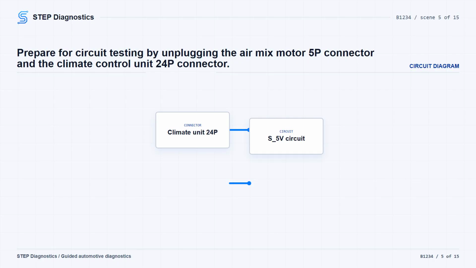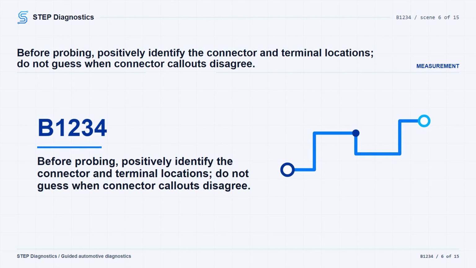Disconnect the air mix control motor 5P connector and disconnect the climate control unit connector A24P. There is a connector identification conflict in the available callouts because the following circuit check references the climate control unit connector B24P. Do not guess at probe points. Positively identify the connector and terminal locations before measuring.